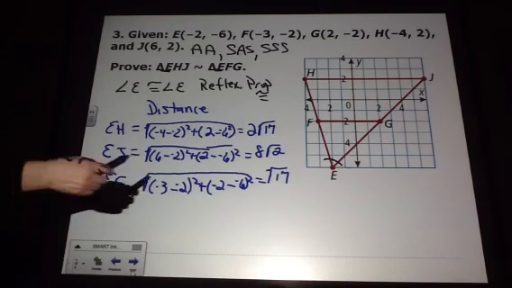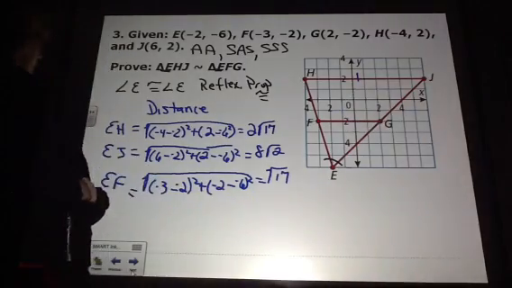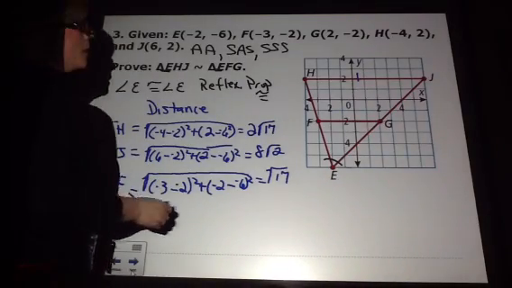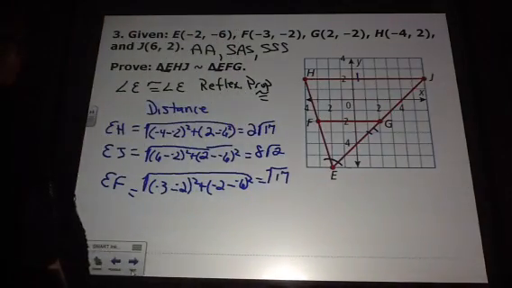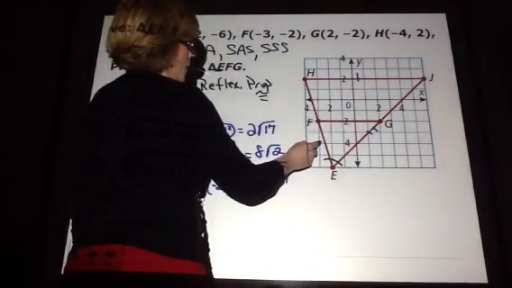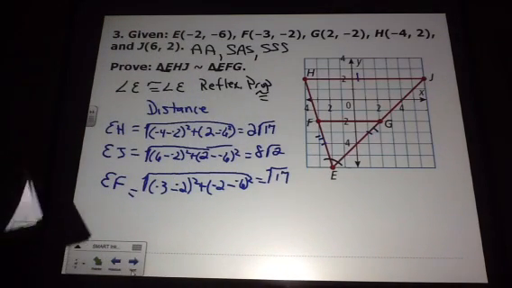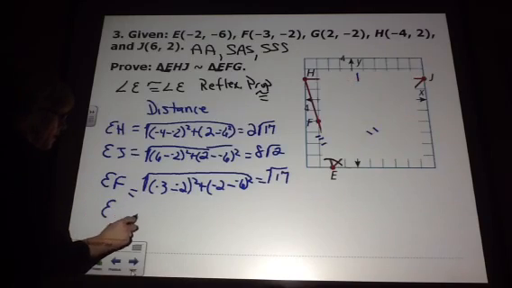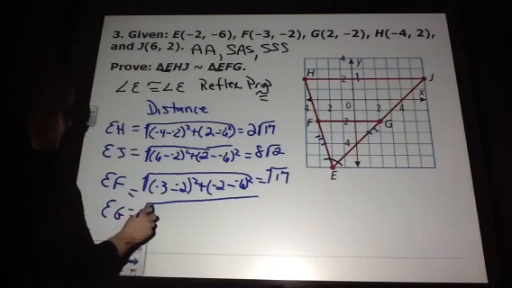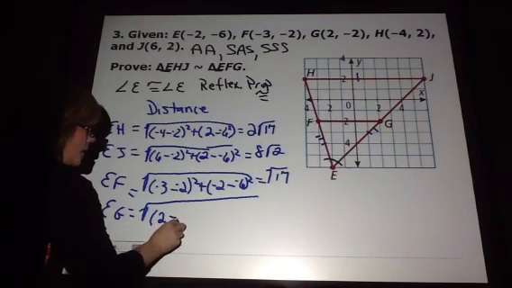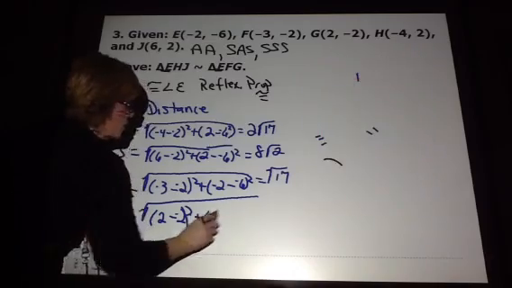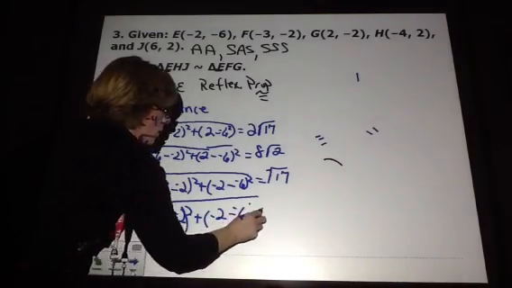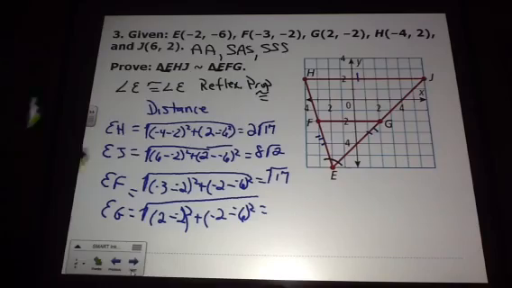Okay, so let's see, I have this measurement, EJ, I have EF, and I'm missing one. Which one am I missing? I'm missing EG. So we need to do EG. All right, EG. So I take (2 minus -2) squared plus (-2 minus -6) squared. And when I simplify that out, I get 4 square root of 2.